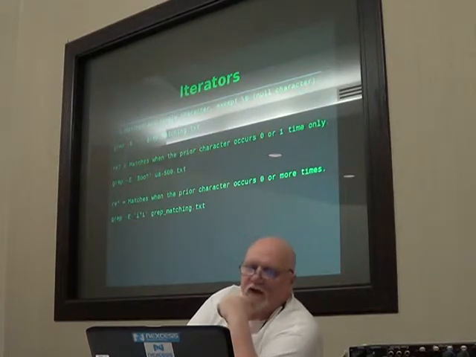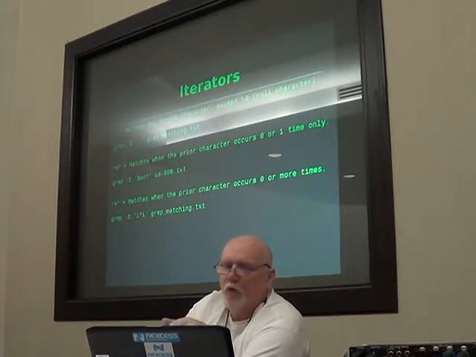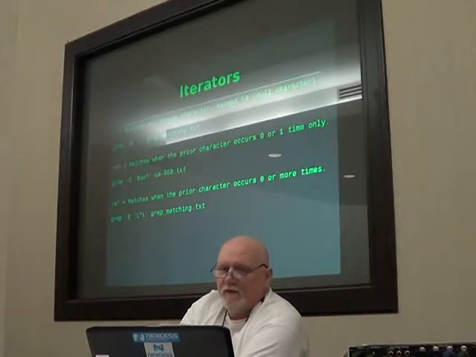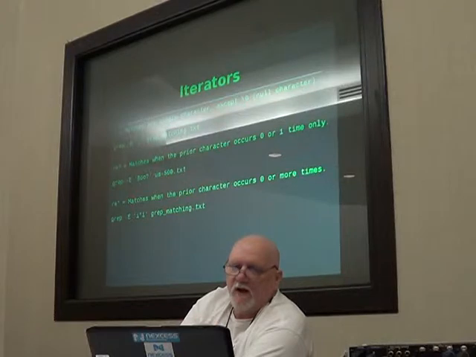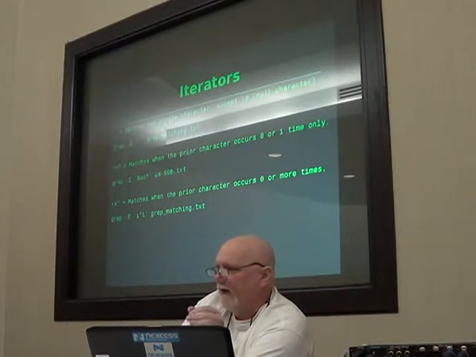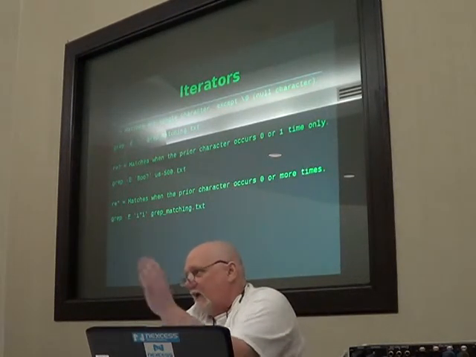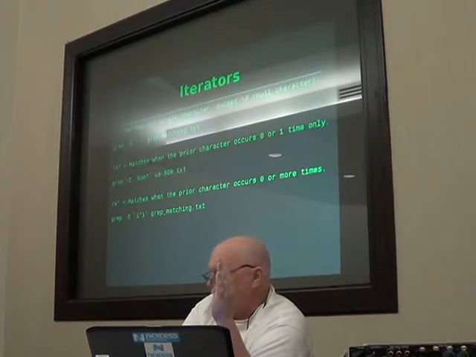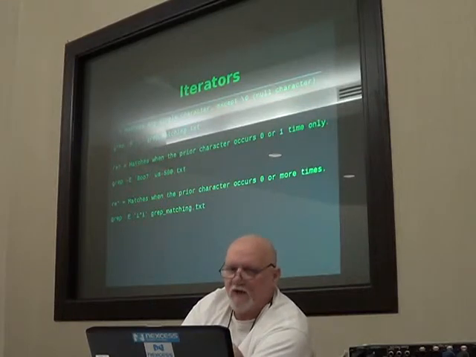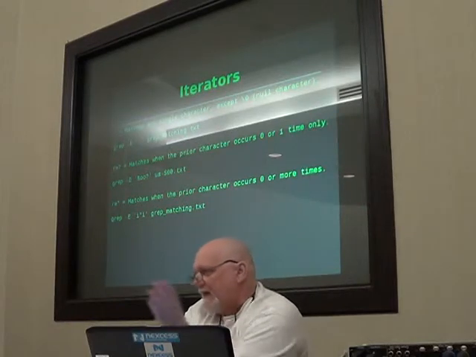And then we have the star, which matches the prior character occurring 0 or more times. So in our example, it would match I, 10,000 I's, or it would match a single I, because we have a trailing I. So the first I becomes optional, or as many I's as there are.